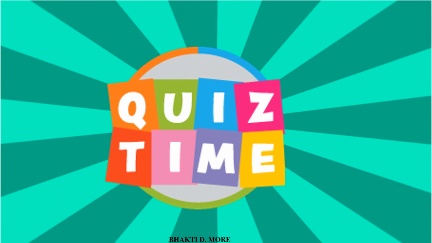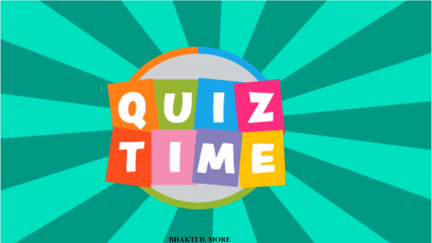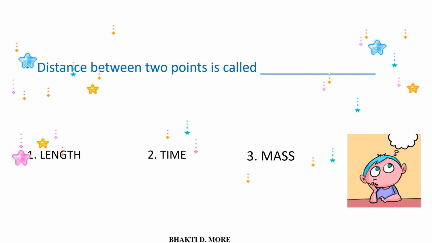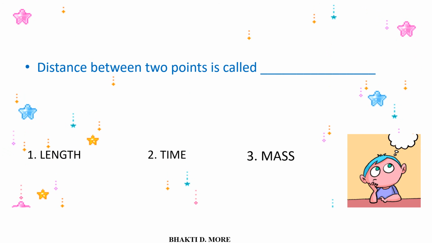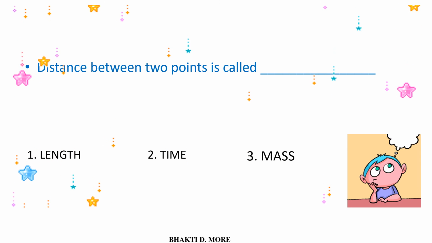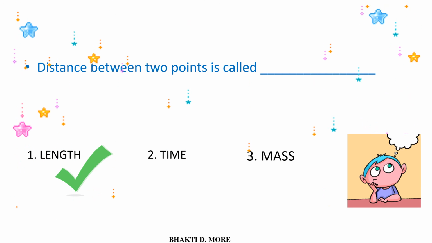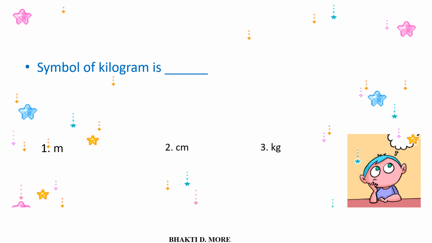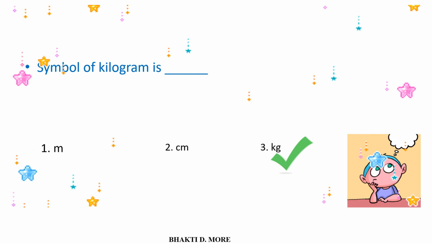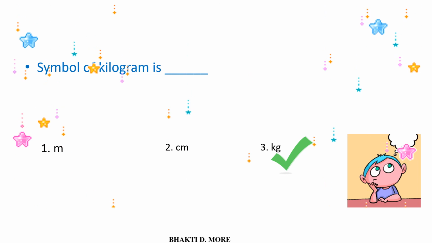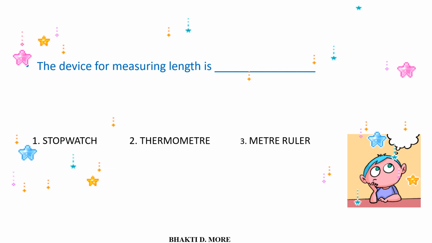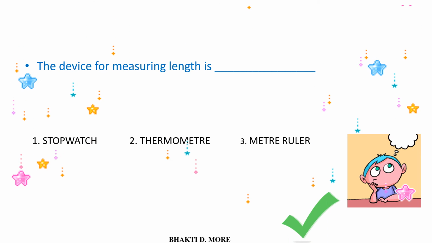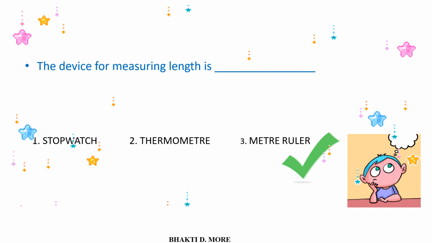Quiz time by the SCIFI DEXTER. The distance between 2 points is called, think. Yes, so let's check your answer. It's length. Symbol of kilogram is, now let's check, kg. You're right. The device for measuring length is, let's check out. It's a meter ruler.